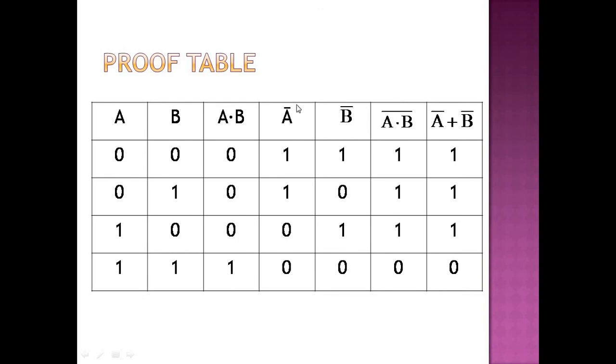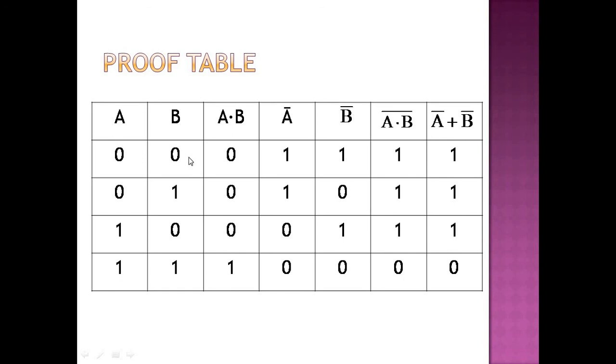Now we have to find out the complement, A bar. So here we write: if A equal to 0, A bar becomes 1. A equal to 0, again A bar becomes 1. For A equal to 1 we get A bar equal to 0, and A equal to 1 again we get A bar equal to 0.